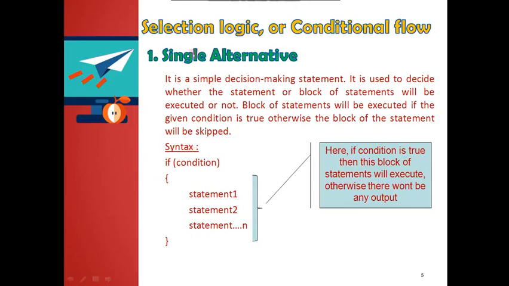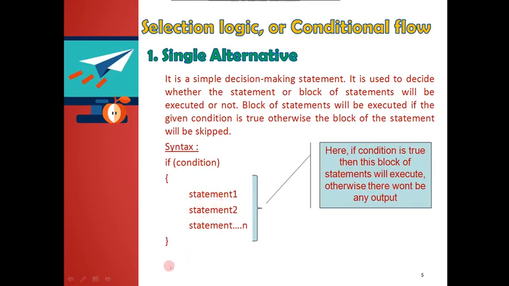So how is the formula of single alternative? Now if the condition is true, then all these statements will get executed. Fine. How many statements did I keep here? 1, 2, dot dot dot n, meaning any number. There might be one statement, there might be two or more than two, any number of statements. So if the condition is true, then all of this will get executed.